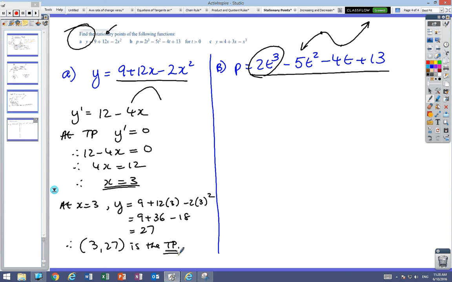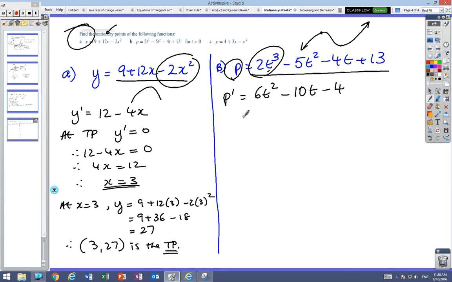We know it's a max TP because we know our shapes, but we'll worry about how to find the nature of the turning points on the next video. Okay, so let's have the next one. We've got different letters. So we're going to have p dash equals 6t squared minus 10t minus 4.